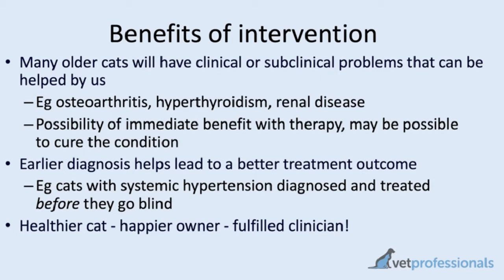And hopefully earlier intervention leads to a better treatment outcome, with examples of things like systemic hypertension being good ones, because clearly if we can identify significant systemic hypertension before a cat has developed ocular manifestations of that, then we can actually maintain vision and prevent blindness in them.